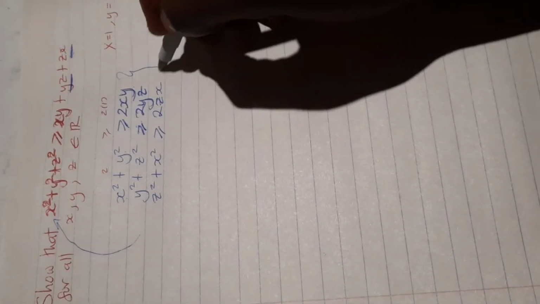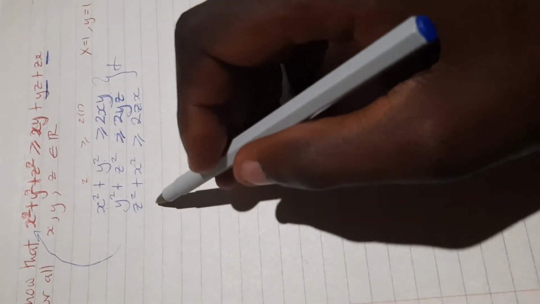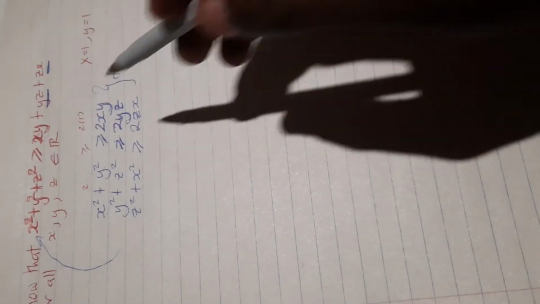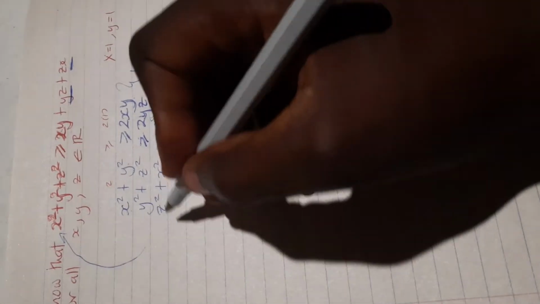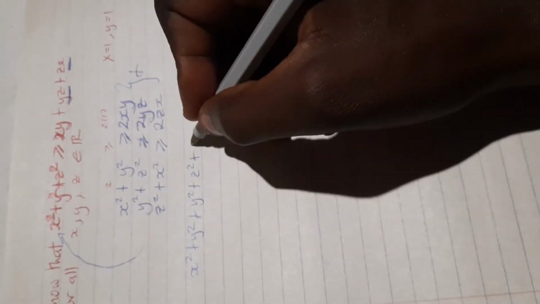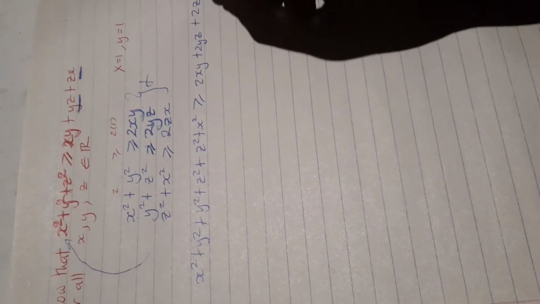Now our objective is to move from this inequality to this expression. The way we are going to do it is to add every term on the left hand side together, and the same for the terms on the right hand side. It's simple addition: x squared plus y squared, then y squared plus z squared, then z squared plus x squared, greater than or equal to 2xy plus 2yz plus 2zx.